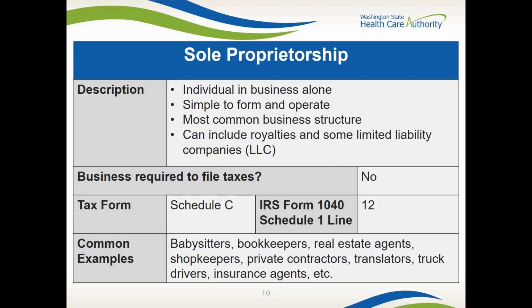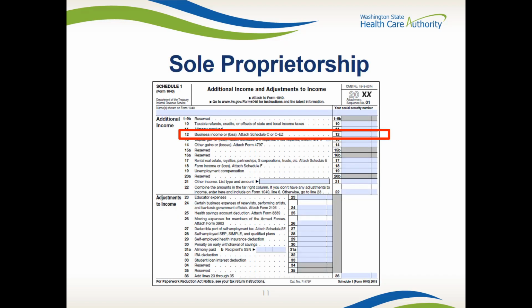Depending on whether the individual files their taxes or not, types of verification they may provide include a complete copy of their tax return or a profit and loss statement. Because some of these individuals do not make enough to file taxes for this income, they may just provide statements to show their monthly income. For example, an individual that drives for Uber may just provide monthly income statements, or an individual who works as a babysitter part-time may provide a statement of their monthly earnings from the family they provide care for. Business income or loss for sole proprietors is reported on line 12 of the Schedule 1 IRS 1040 form.